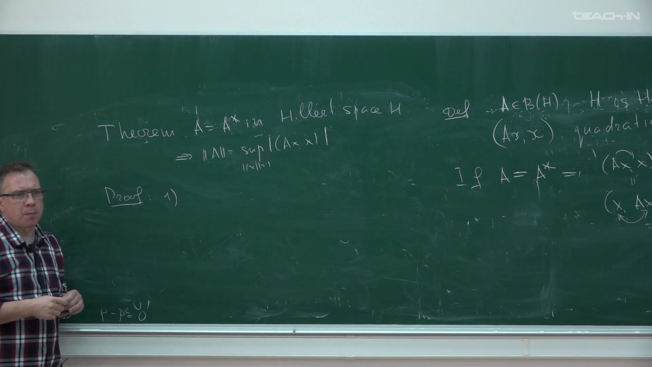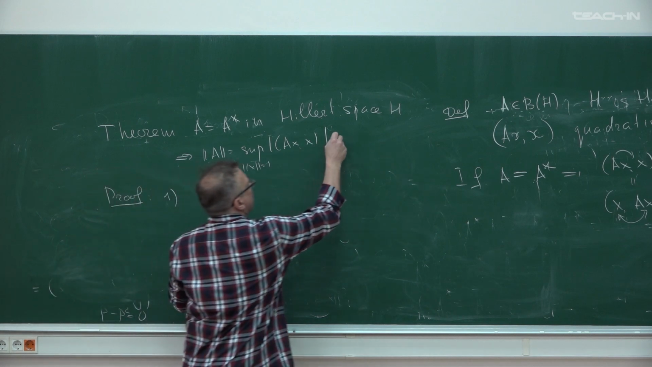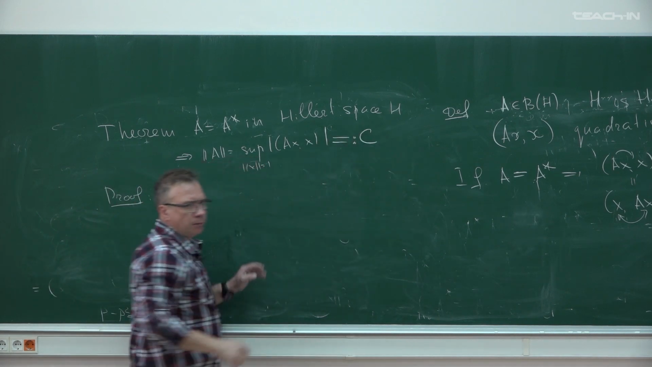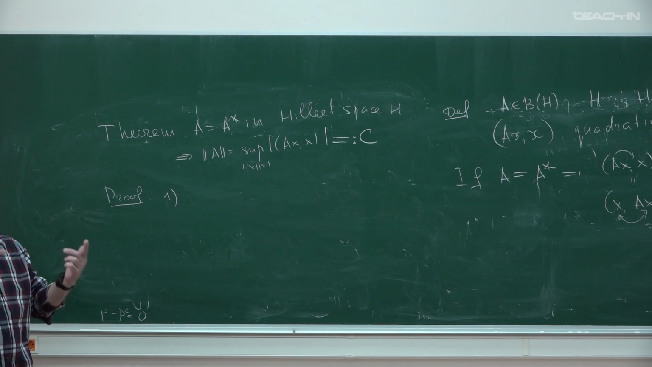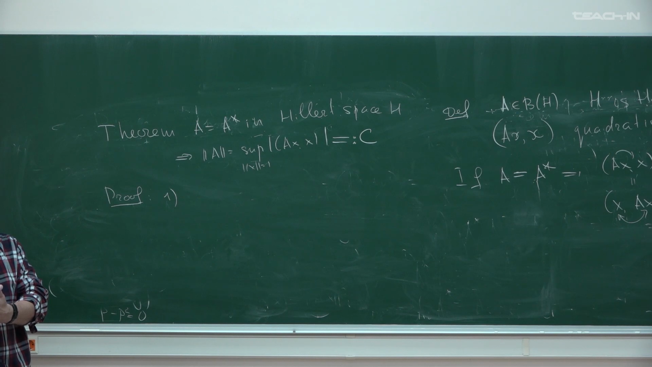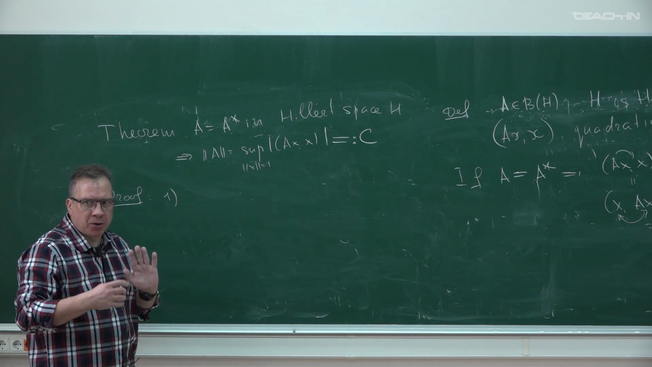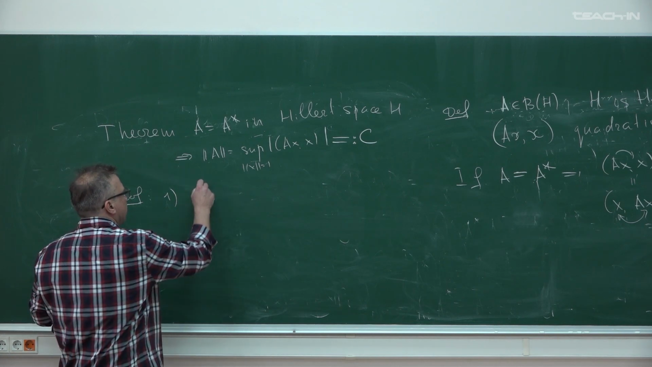First step: let's define this number as C for shortness. So the supremum of the quadratic form is C, and the norm of the operator A is the norm of the operator A. Our goal is to prove that the norm of the operator coincides with C, capital. First is for an arbitrary bounded operator.